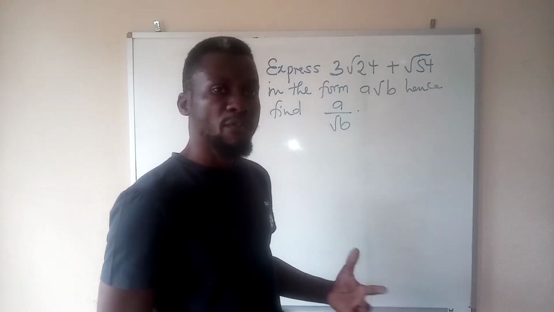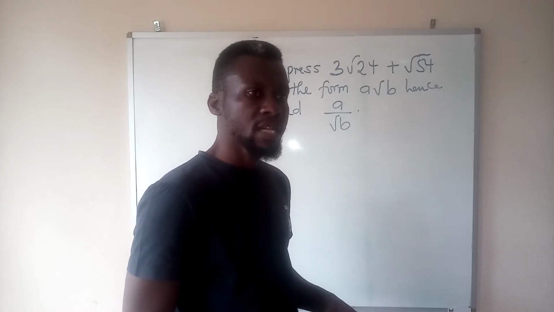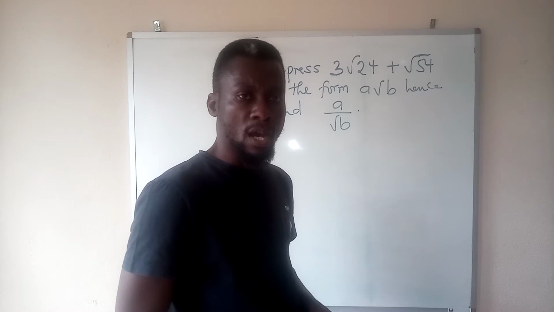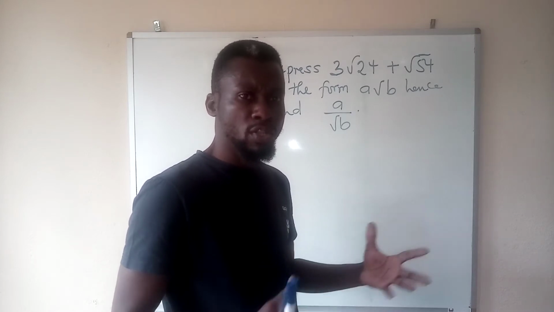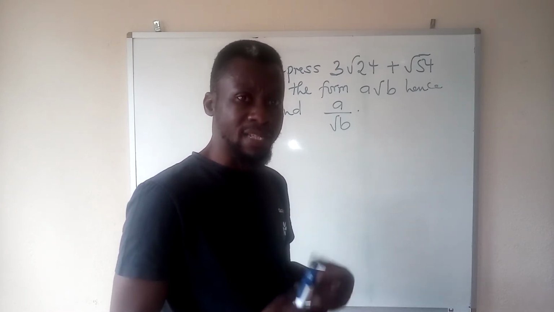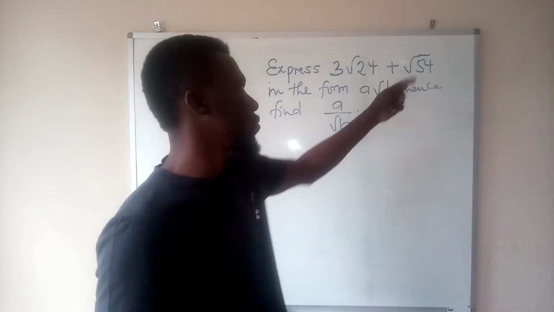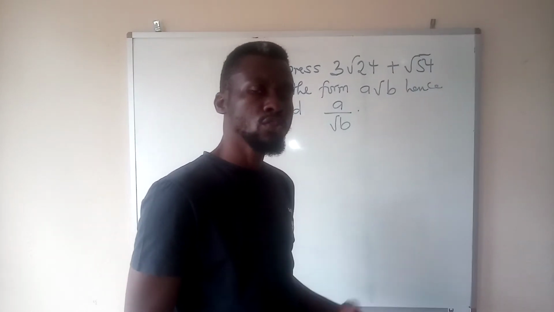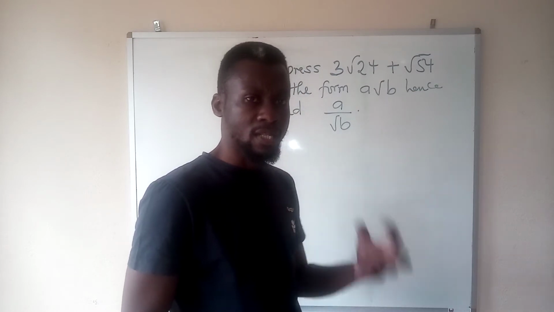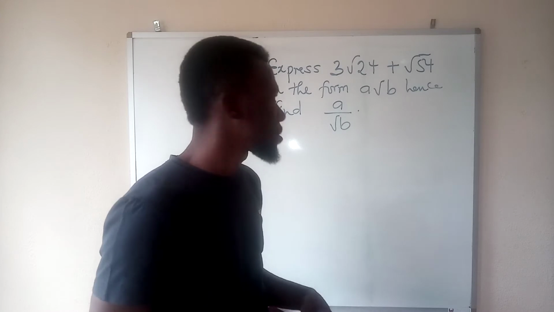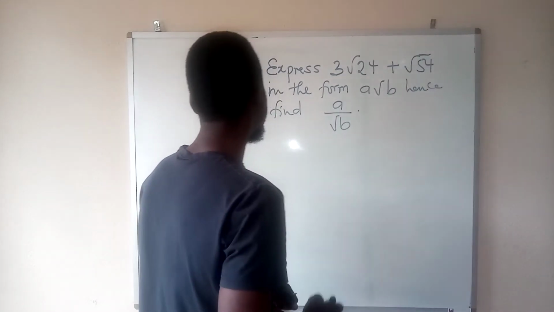When we talk of surds, they are numbers whose roots will not give us a definite or exact answer. For instance, the root of 2, the root of 20, the root of 24, the root of 54. Their roots do not give us exact answers, so those are called surds. So let's look at the solution to this question quickly.